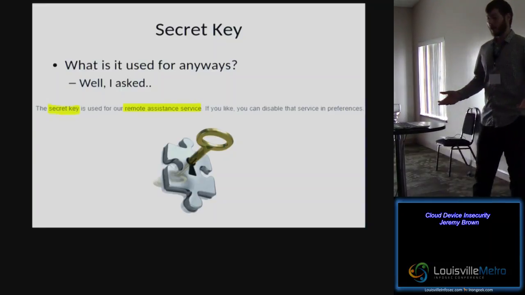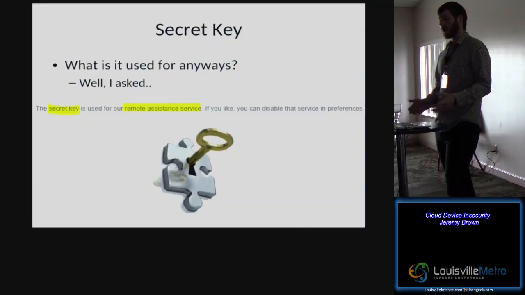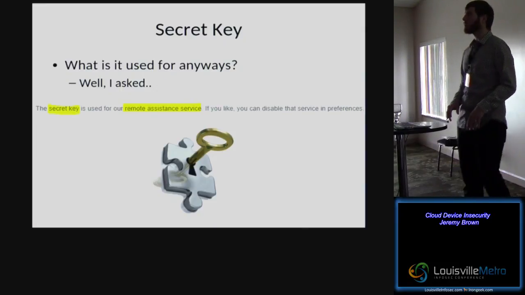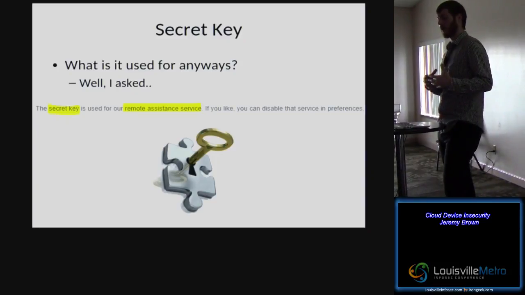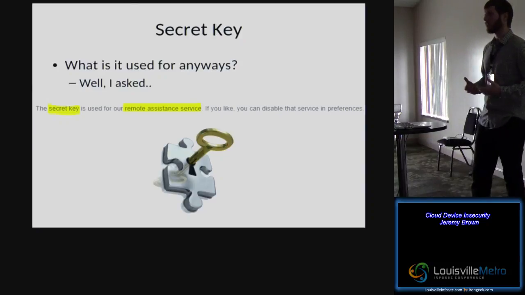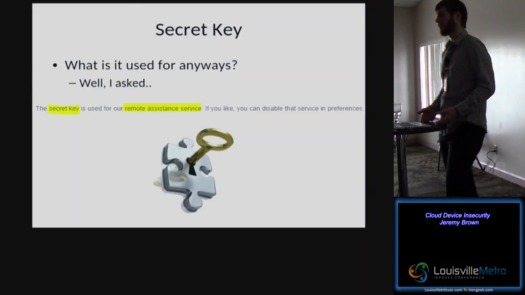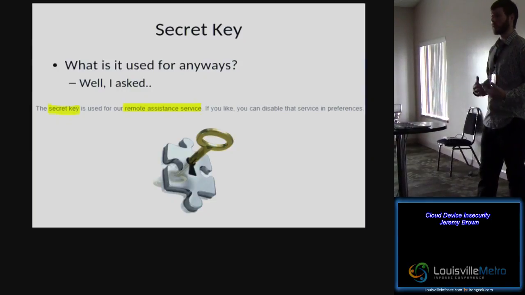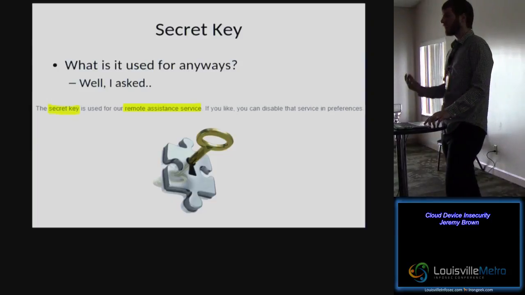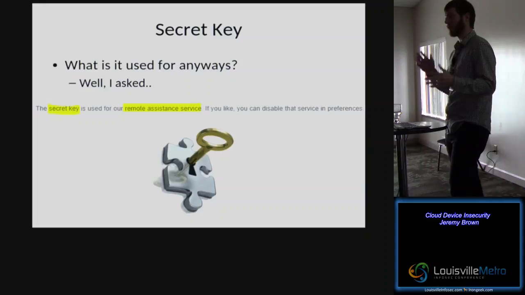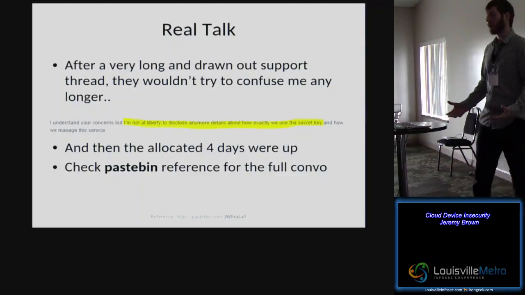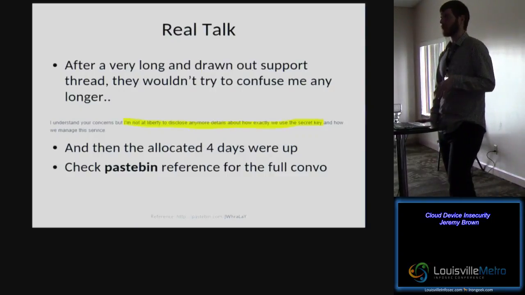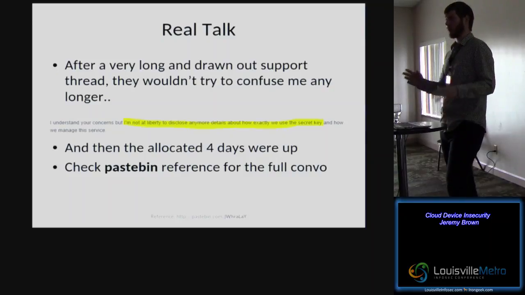So I asked them. And the reply was the secret key is used for remote assistance service. It made sense at first, but it also was kind of weird, because I'm thinking, okay, what remote assistance service? I looked at all the networking services on this device. I didn't see any crazy ports being opened and a service running on that port that would accept something like this. So I kept asking, and they just kept giving me these BS answers, going around the question. And after a very long support thread, pretty sure it took weeks at this point, because each reply was like 3 or 4 days at a time.